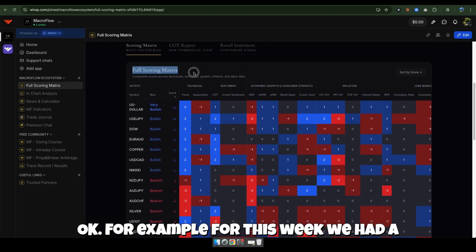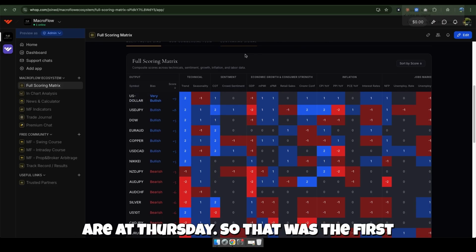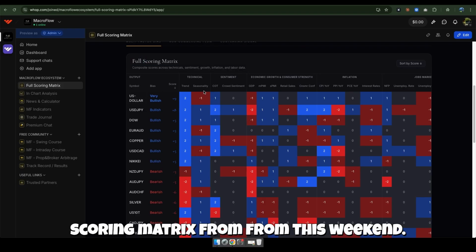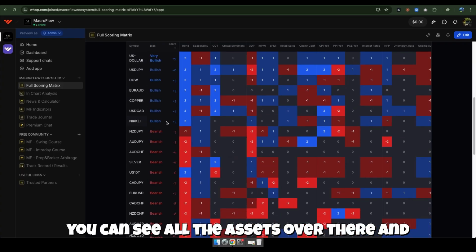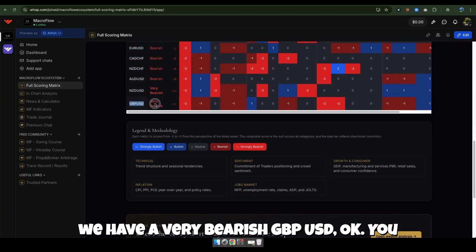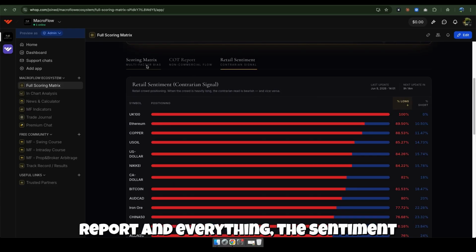For example, this week we had a really strong US dollar. This was from this weekend. Today we are at Thursday, so that was the full scoring matrix from this weekend. So we had a really strong USD. You can see all the assets over there, and we have a very bearish GBP/USD. You can also see here that I built a COT report and a retail sentiment page.